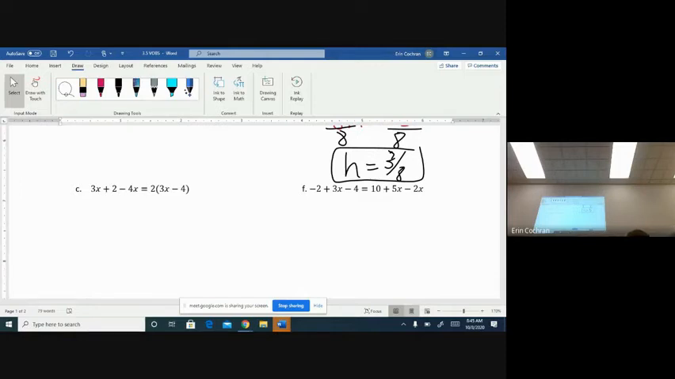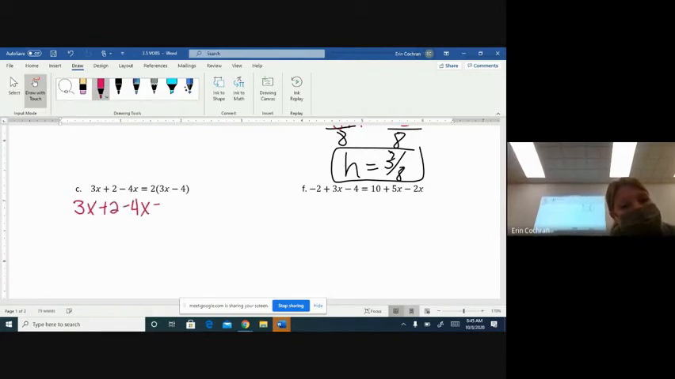What am I distributing in C? I would distribute the 2, right? So what is 2 times 3x? 6x. And 2 times a negative 4? Negative 8.